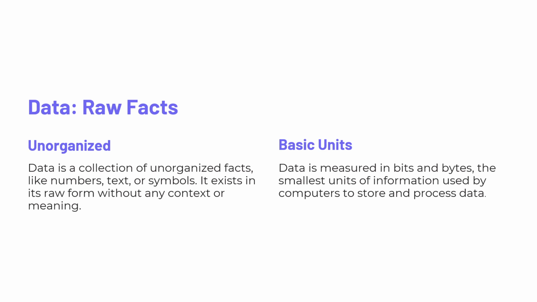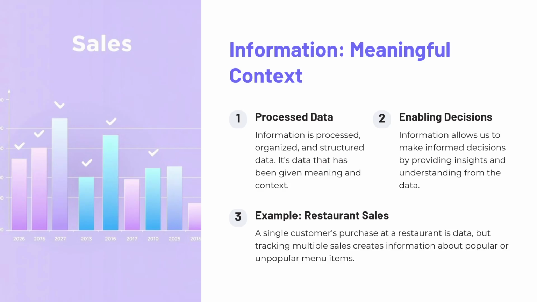Data is a raw fact that is in unorganized, unstructured form, like numbers, text or symbols. So it exists in the raw form without any meaning, or you can say that data is the meaningless fact until and unless it is transformed into the information. The basic unit of data is bits and bytes.